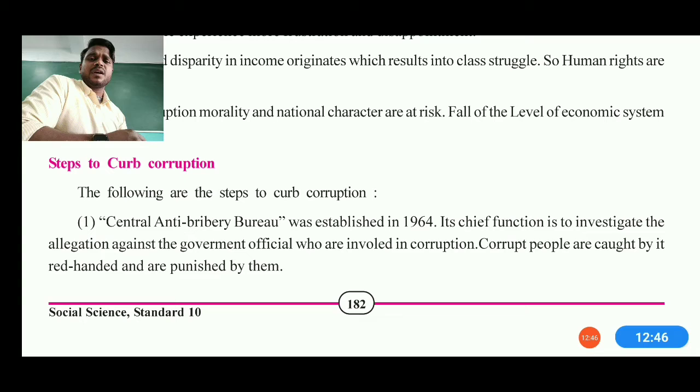Okay, now how can we curb corruption? The following are the steps to curb corruption. The Central Anti-Bribery Bureau was established in 1964, and its chief function is to investigate allegations against government officers who are involved in this kind of corruption. It means the corrupted people must be caught red-handed and they must be punished also. So this is how some steps are there related to corruption.